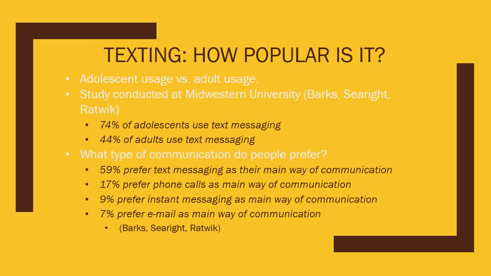So, what type of communication do people prefer? The study conducted at Midwestern shows that 59% prefer text messaging as their main way of communication. 17% prefer phone calls, 9% prefer instant messaging, and only 7% prefer email as their way of communication. Which is your preferred way of communication? Does your way of communication change due to time availability and the information being shared? Keep these questions in mind as you continue to communicate throughout your life.